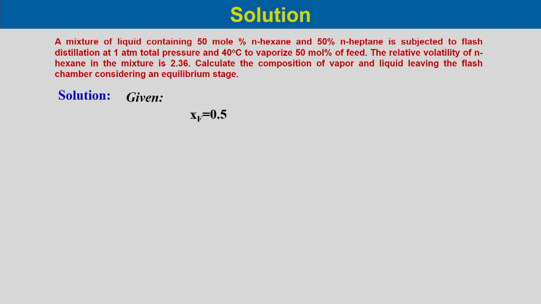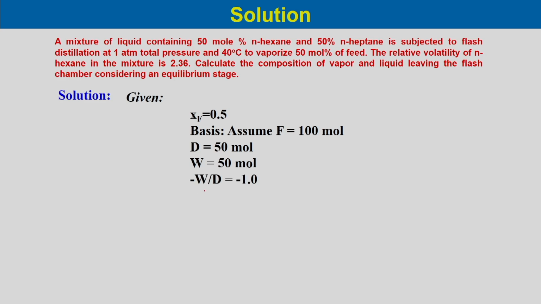Now, the data given: XF is 0.5, that is 50 mole percent, and for the basis we assume the feed is 100 mole. So, the distillate would be 50 mole because 50 mole percent is vaporized, and the bottom W would be 50 mole. So, minus W by D, that is the slope, would be 50 divided by 50, so it would be minus 1. So, the slope is minus 1.